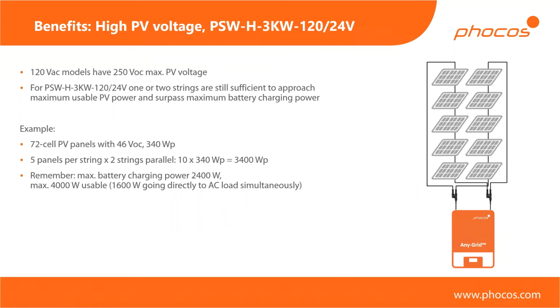Now here I give you a few examples. Again, time is running out, so I can't really go into a lot of detail, but here's one example with a classic 72 cell PV panel, the way they're used a lot in the Americas, where we have about 46 volt open circuit as a PV voltage per module and 340 watt peak we're assuming here. And what that means is for the 3 kilowatt unit, with 2 strings, you can put 3.4 kilowatt peak of PV power, again, with no combiner box required and no string fuses and all the other things that I've just mentioned.